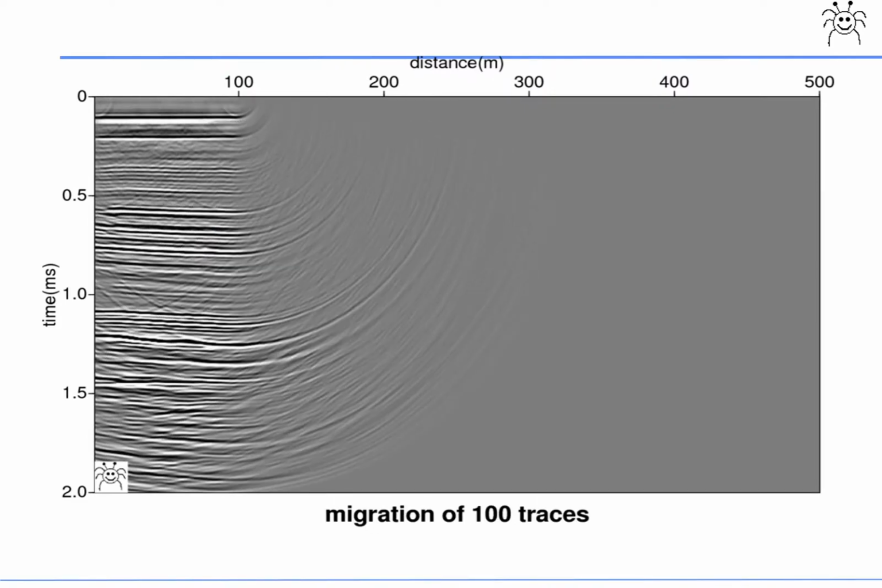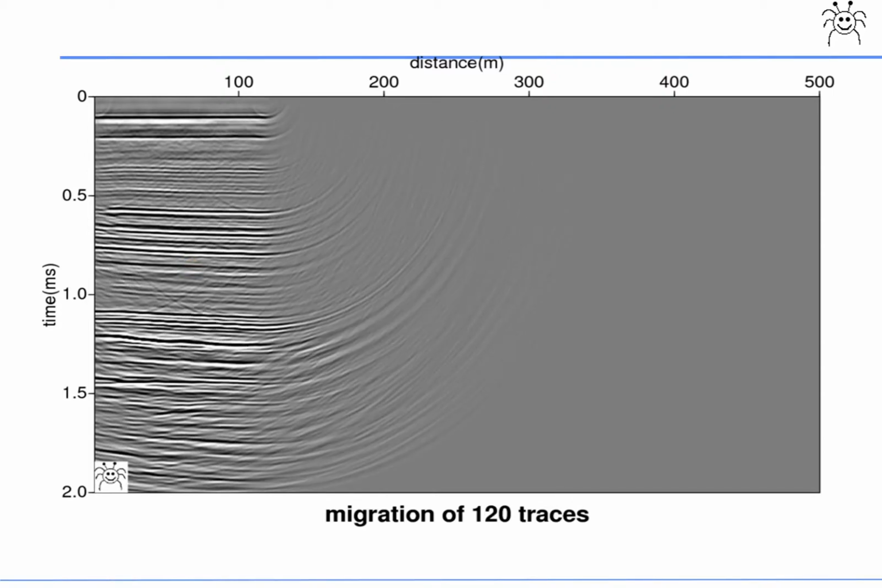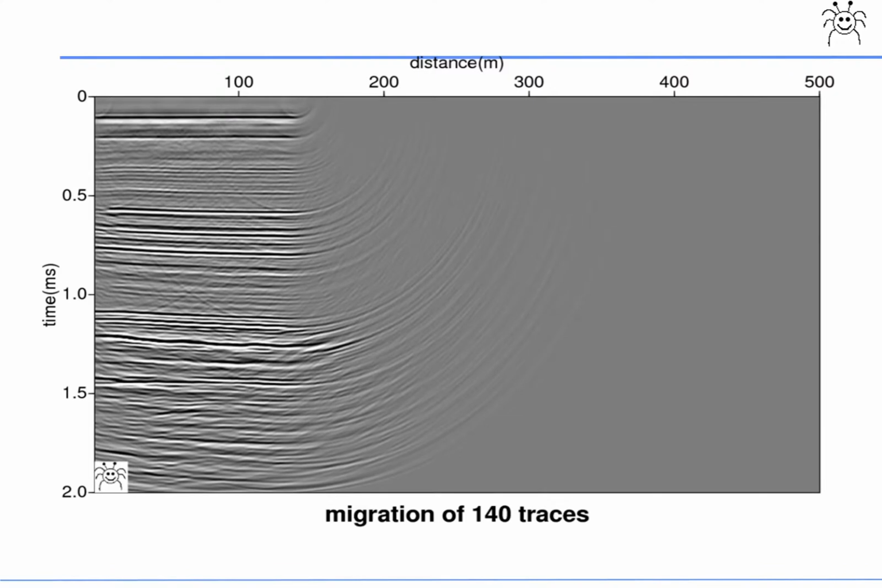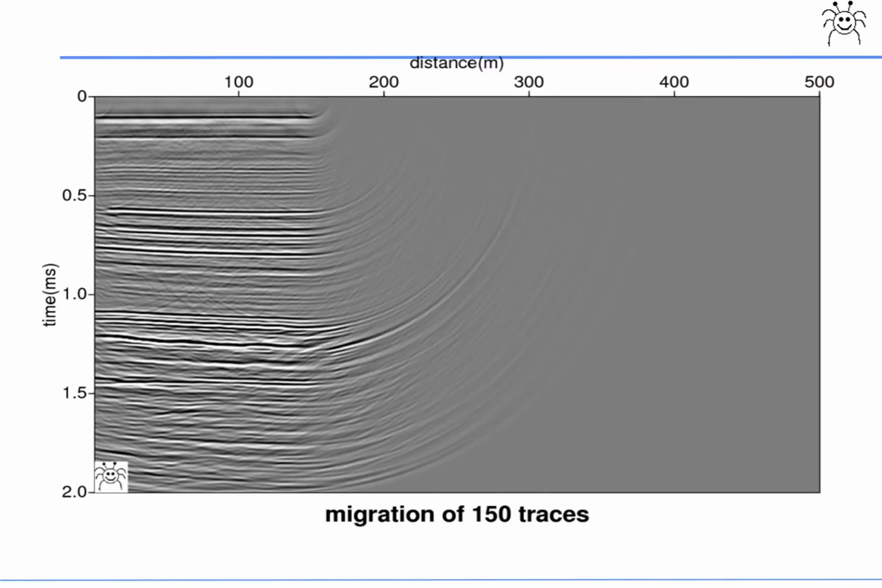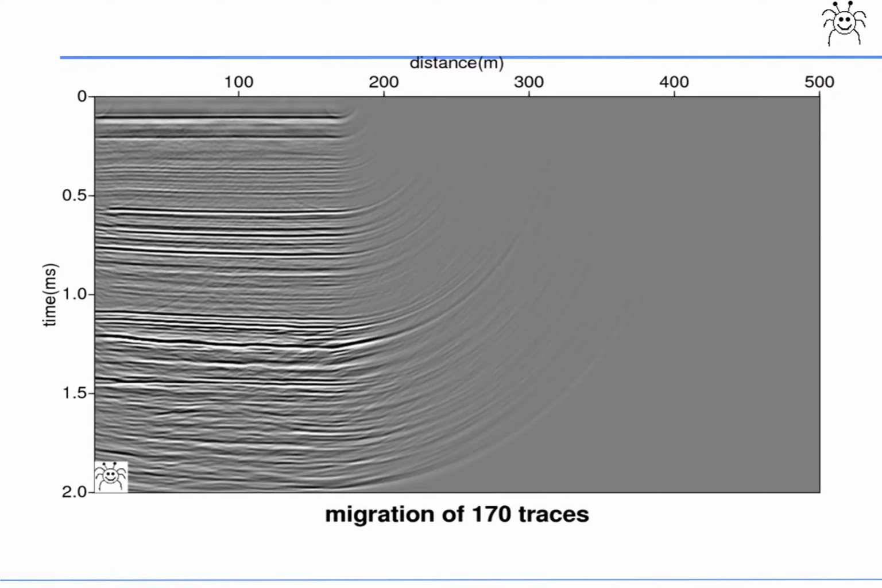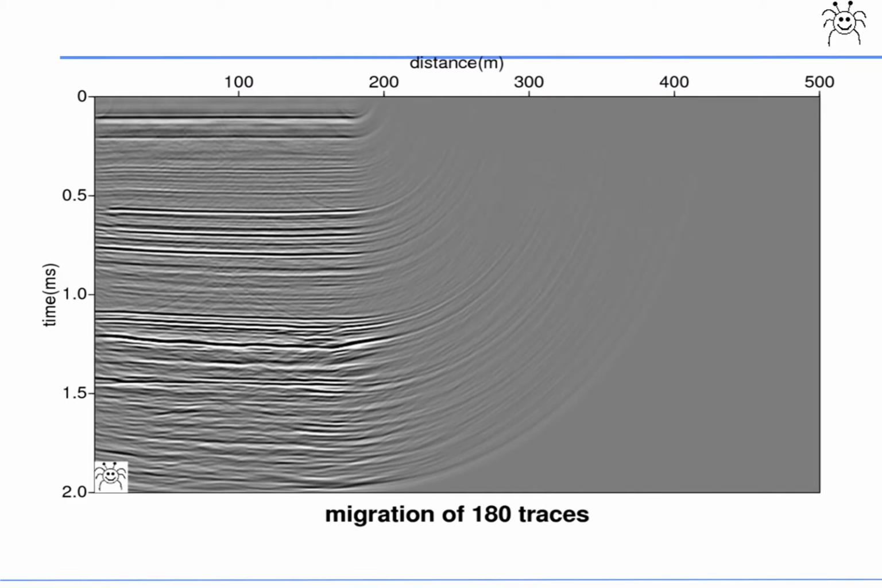That's 100 traces migrated. So again, we're seeing nice, good quality. These are the same reflectors we saw before, but now they stand out more. The signal to noise ratio is much higher. We have much less impulse response noise from the section. And 150 traces, 160, and I think we stop at 180 traces here.